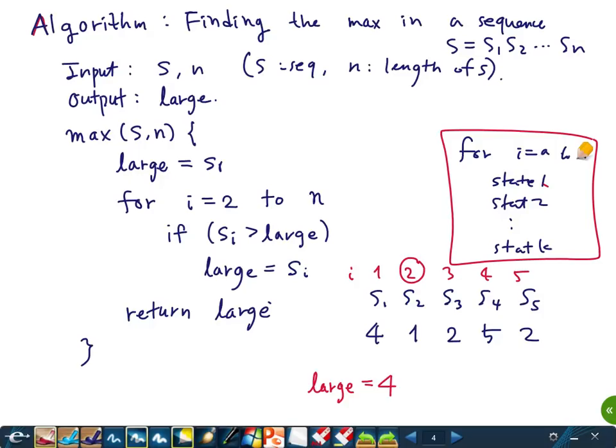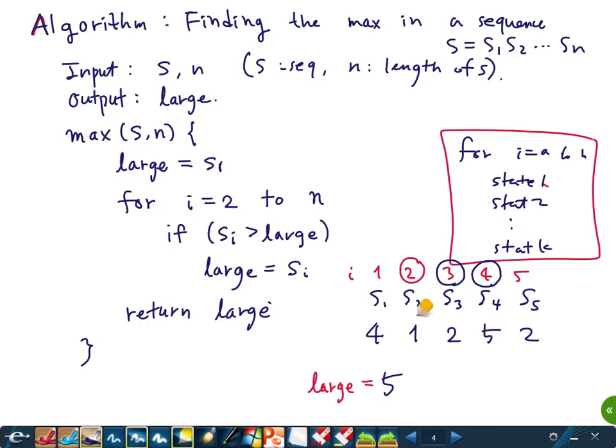That's how this for statement works. Okay? So for instance, i equals 2, we did this, and then go back to the first of the for statement, and i is now 3. Compare large with S3. Still large is bigger, so we don't update the value of large. And then increase i by 1, so now i is 4. Compare S4 with large. Which one's bigger? S4 is bigger, so we execute the statement inside this if statement. So large is now what? We replace this by 5.